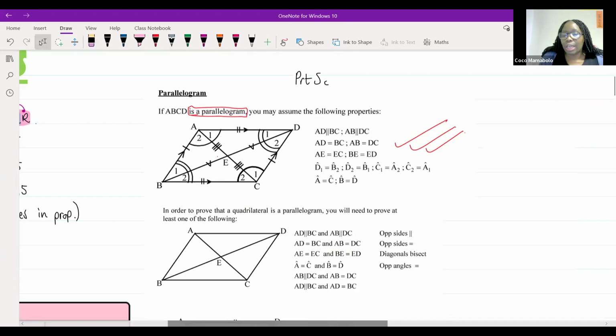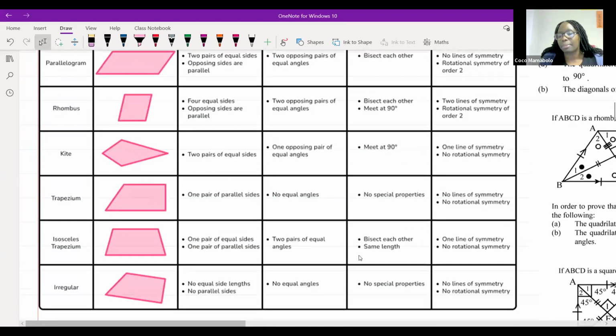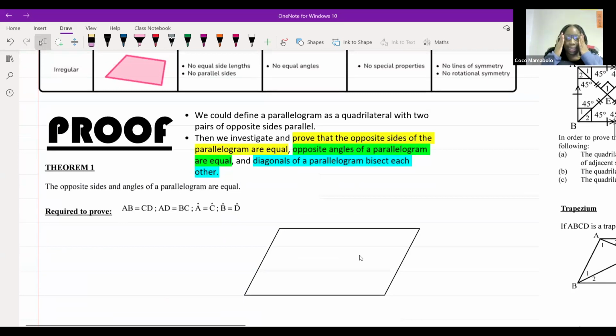All right, let's look at what the CAPS document has to say about this. There are exactly 3 proofs that we're going to be looking at today. Well, actually it's 2 proofs, but the other one is very helpful as well. So this is what the government wants from grade 10 in terms of quadrilaterals. It says here, we could define a parallelogram, because that's what we're focusing on, as a quadrilateral with 2 pairs of opposite sides parallel.